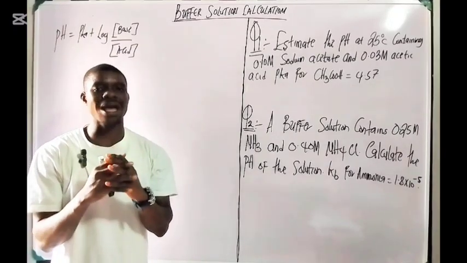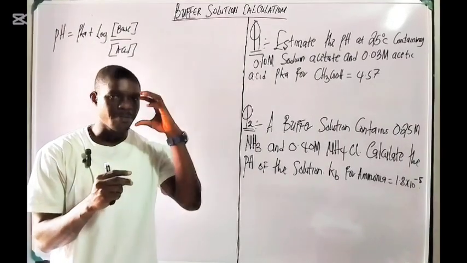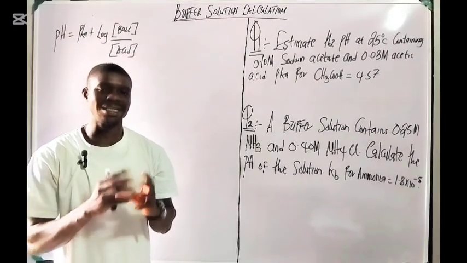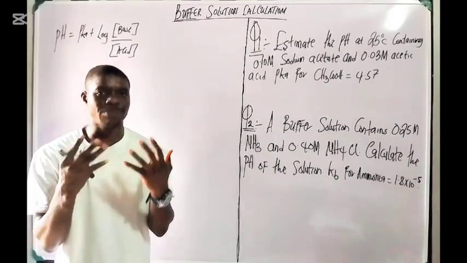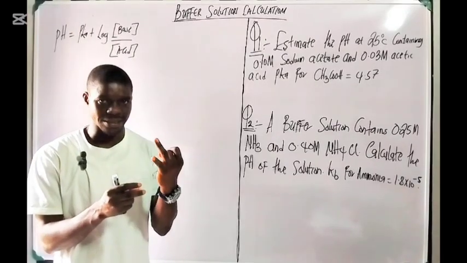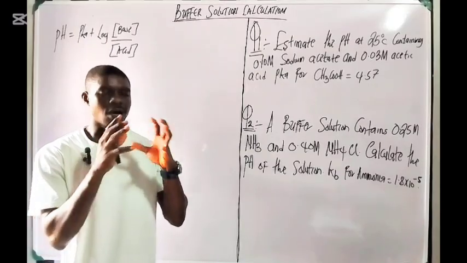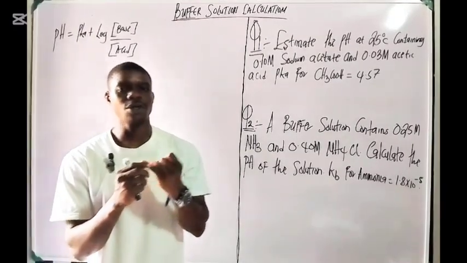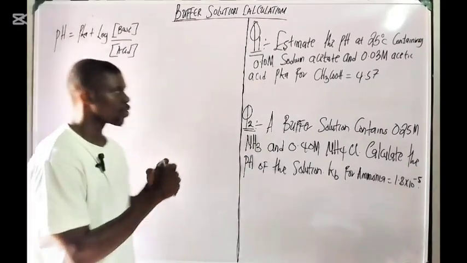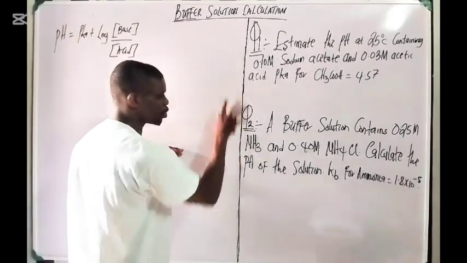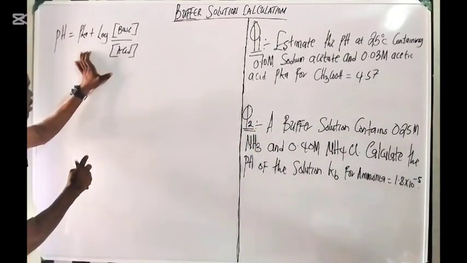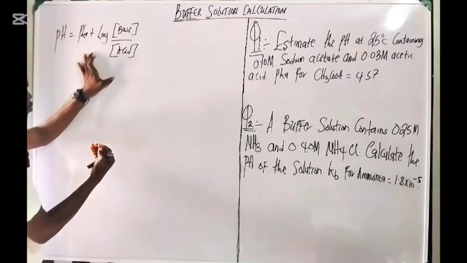Remember, we have two types of buffer solution: the acidic buffer solution and the basic buffer solution. An acidic buffer solution contains a weak acid and its conjugate base. For the basic buffer solution, we have a weak base and its conjugate acid. The one we have here is an acid, so it is an acidic buffer. I'm going to show you how to solve both of them, but this is the general formula to get the pH of a buffer solution.